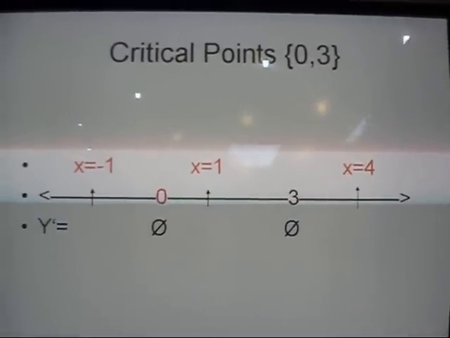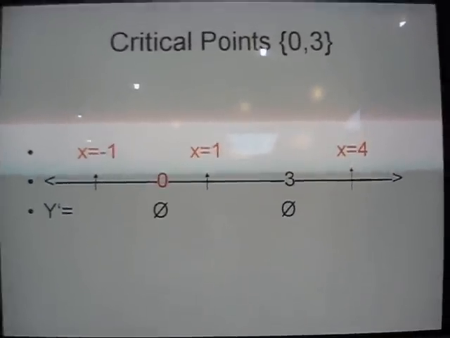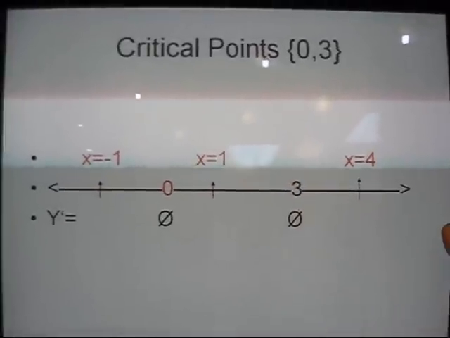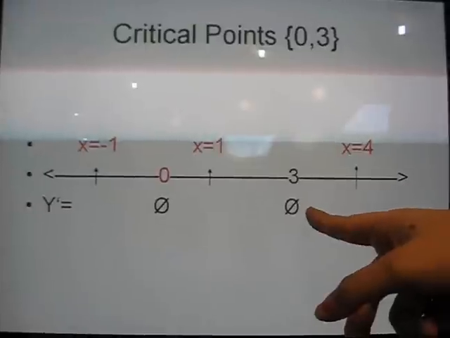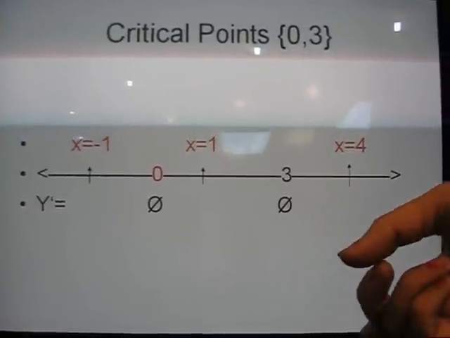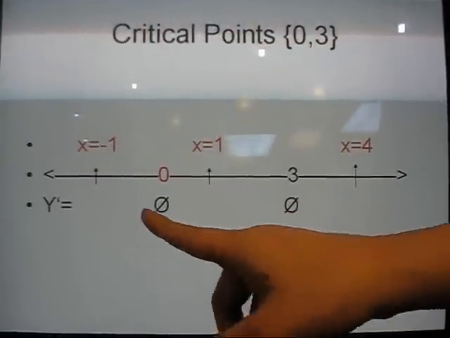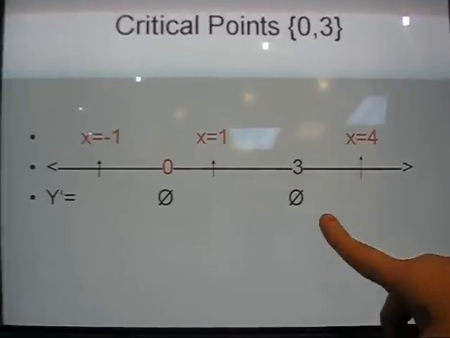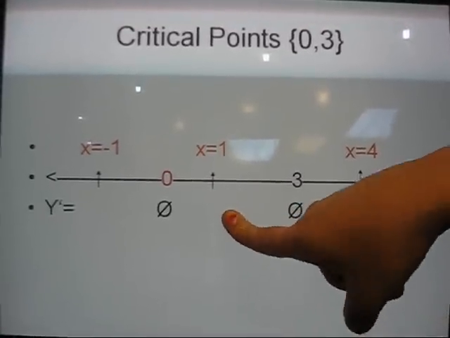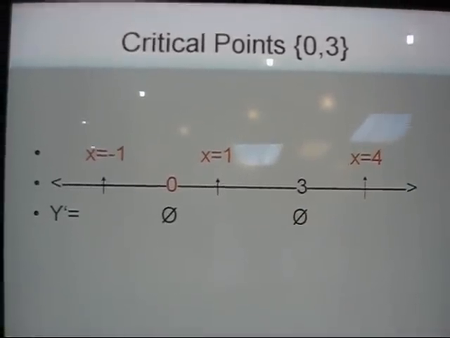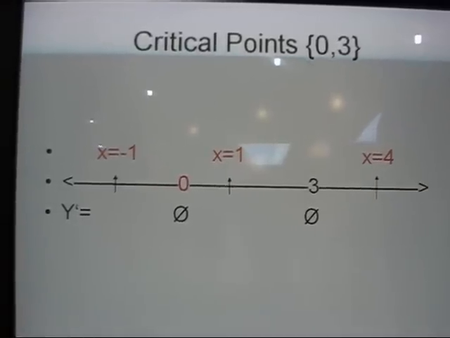Once you find your critical points, you put them down on the wiggle graph, which is basically this. You put down your critical points, and then you have to put a number that comes before it and after it. So for 0, we have -1 and 1, and for 3, we can use 1 as well because it comes before it, and we can use 4. So you plug those in.